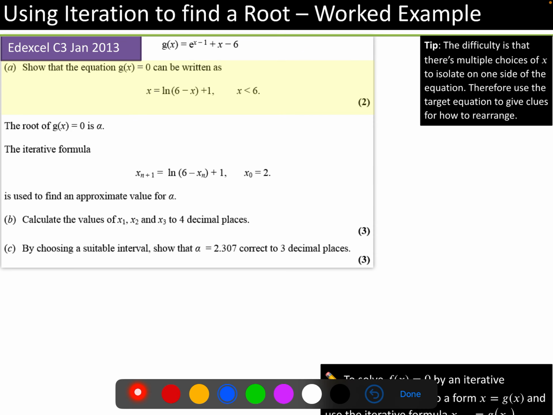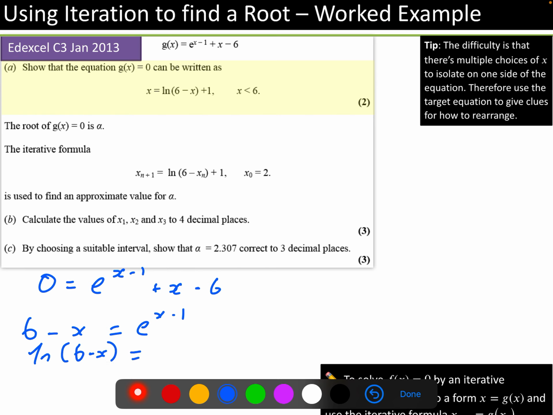Okay, so let's start doing that. So I'm going to do 0 equals e to the x minus 1 plus x minus 6. I'm going to start to get the e bit on its own, because you want e on its own before you apply natural logs. So let's do 6 minus x equals e to the x minus 1. We'll do natural log of 6 minus x equals x minus 1. And then we will just add the 1 across. So we will do x equals natural log of 6 minus x plus 1. Okay, so that's that one there.